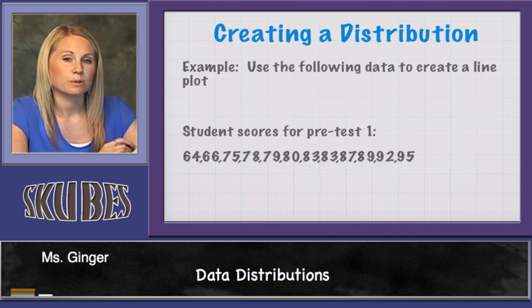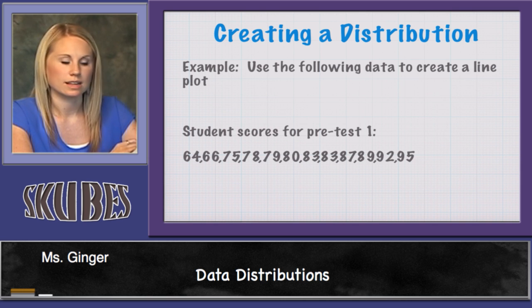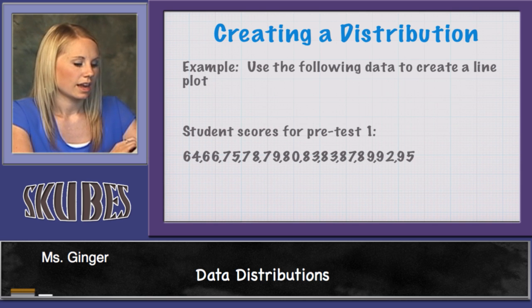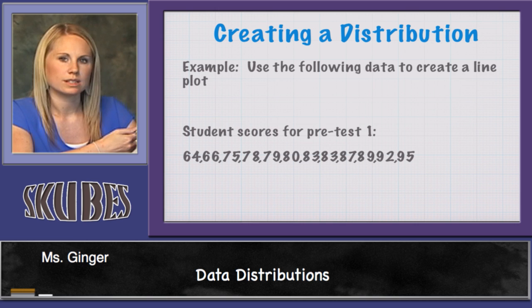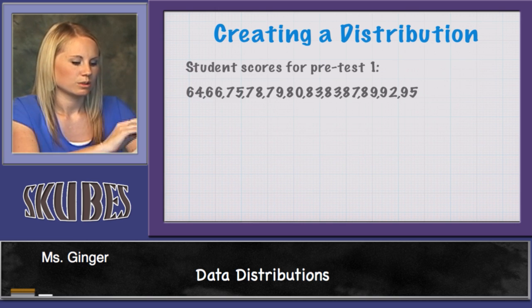So we're going to practice and we're going to make one of these visual displays of data. You can take a look here at the bottom. We've got a list of scores for some class that took a pretest, and we want to display that visually to see what kind of shape we come up with. So let's work on that. Let's use a line plot to do this.